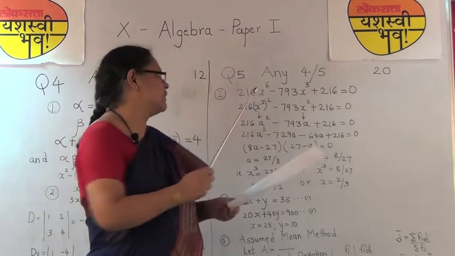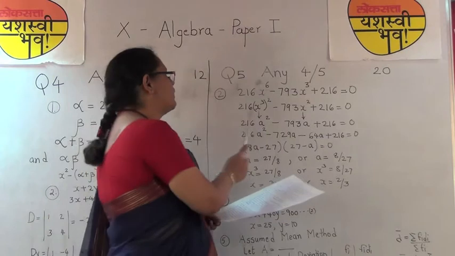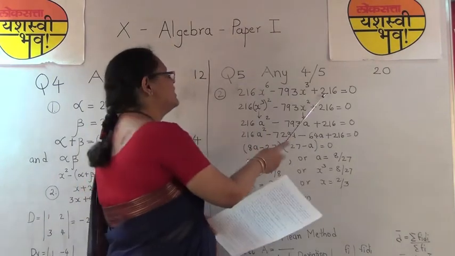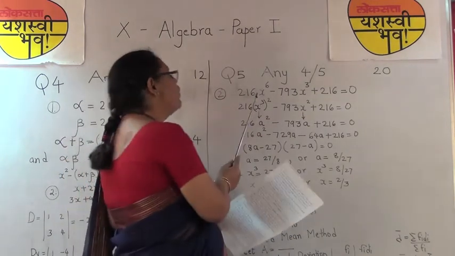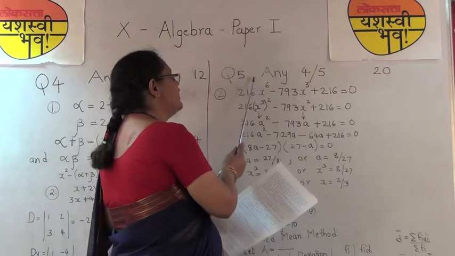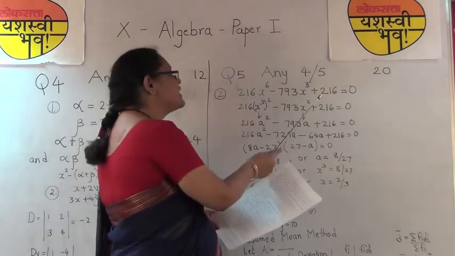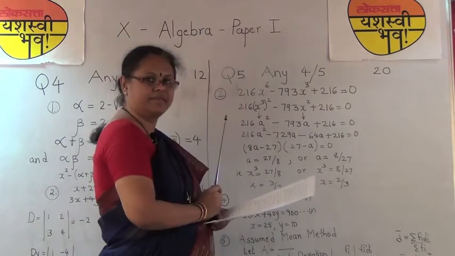The second sum is rather a little difficult, because if you look at this quadratic equation, it has huge numbers 216, 793 and 216. Even then, if you have more time for solving question number 5, please do go for this sum, because this sum is simpler and not so difficult as it looks.